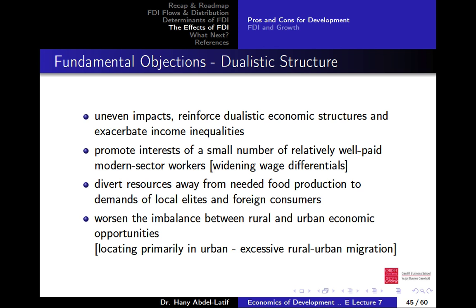Some compare this to the imbalance between rural and urban areas, which already exists. FDI worsens it by locating itself mostly in urban areas. So it makes the gap between urban and rural areas wider.